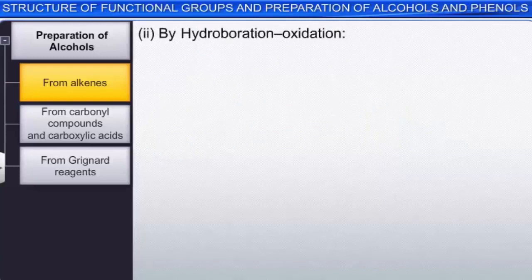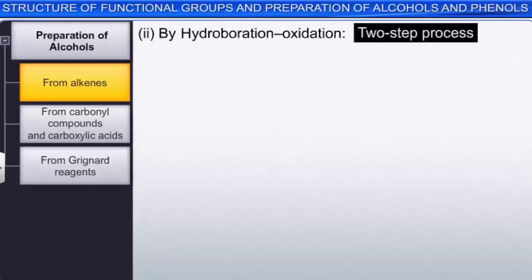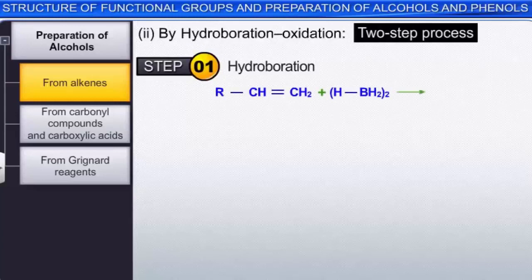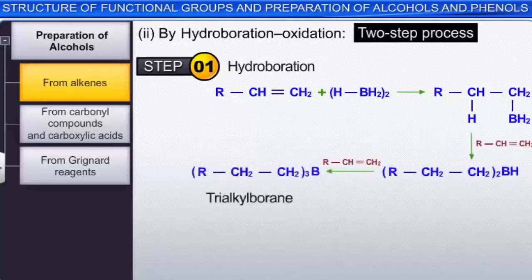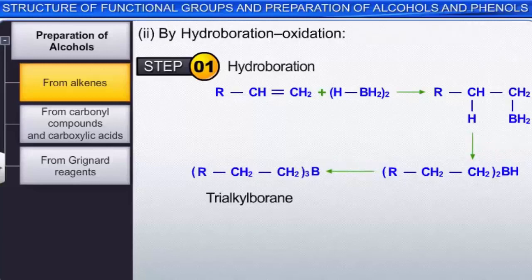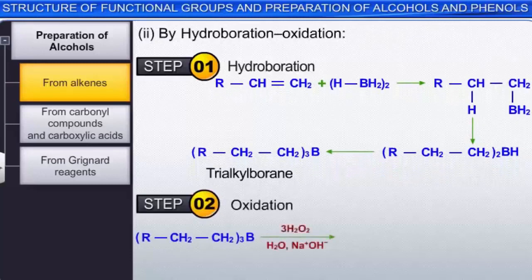A second synthetic route to prepare alcohols is by the hydroboration oxidation of alkenes. This can be summarized as a two-step process. First, the alkene reacts with diborane to form a trialkyl borane compound. The series of steps that forms the addition product trialkyl borane is shown here. Then, the trialkyl borane is oxidized by hydrogen peroxide in aqueous sodium hydroxide to form the corresponding alcohol.